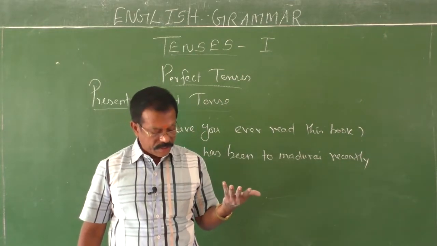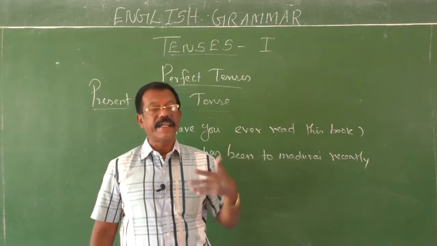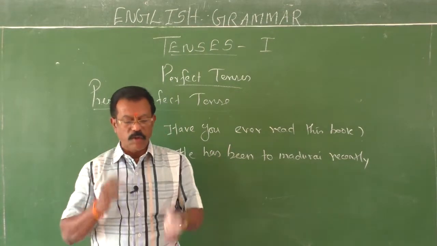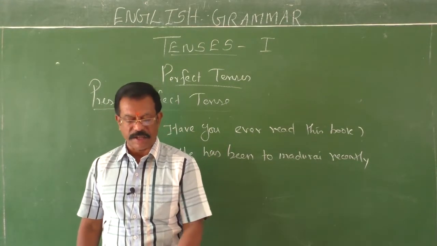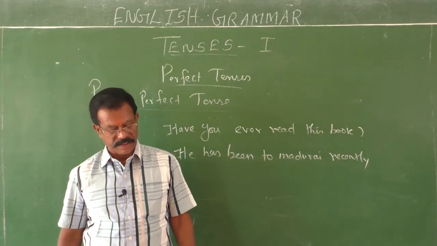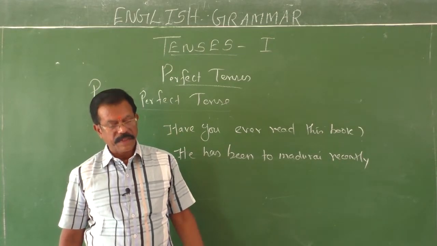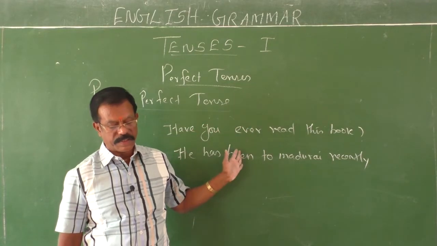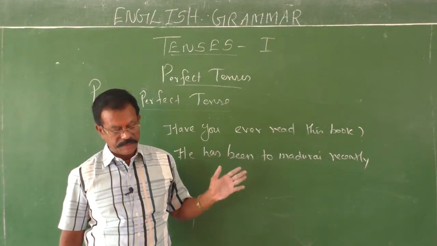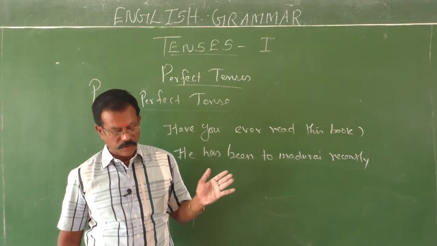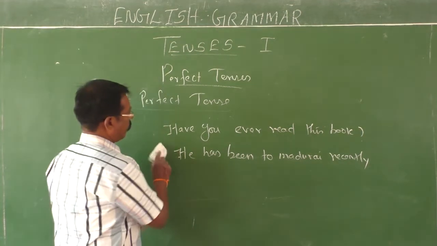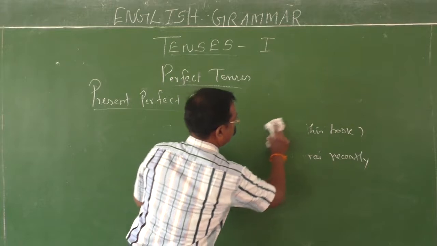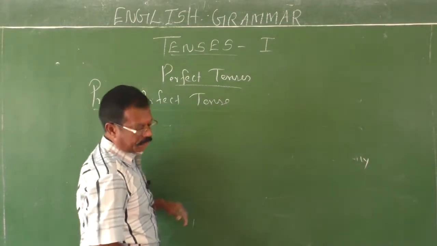We are often more interested in the result than in the action. When you have more interest in the result than in the action, there you can use this present perfect tense. An action or situation that started in the past and continues in the present, there you can use this present perfect tense. I have lived in Bristol since 1984. See, I will give you one example sentence. Go through this example.